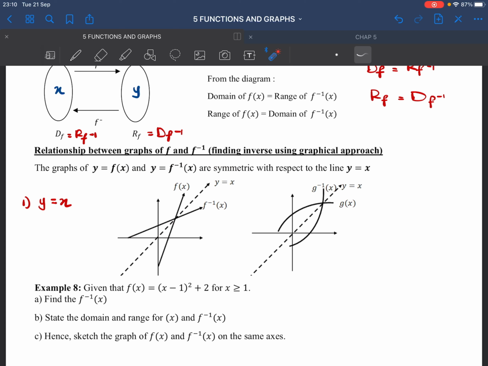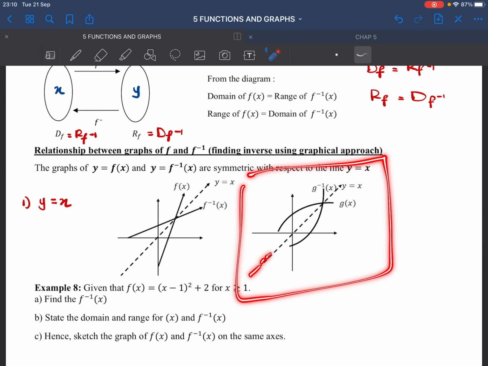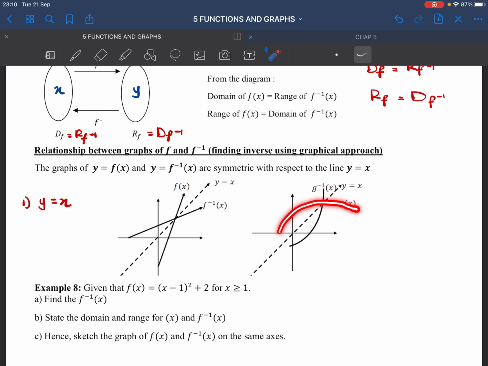Okay, so sama macam dekat sini. Let's say lah, ini ialah kertas. Kalau kita lipat garisannya dekat y equals to x ni, ini ialah graf gx kamu. Okay, g inverse dia macam mana pula? Dia akan reflect dengan graf gx kamu.